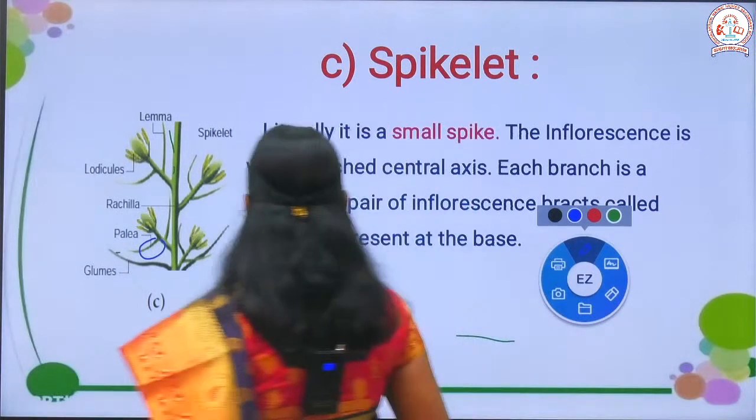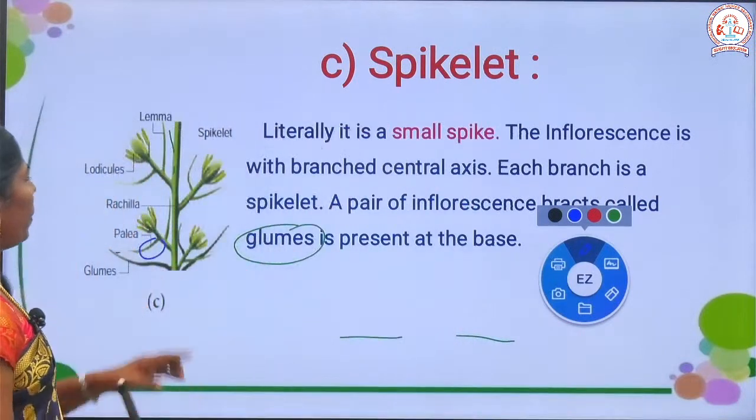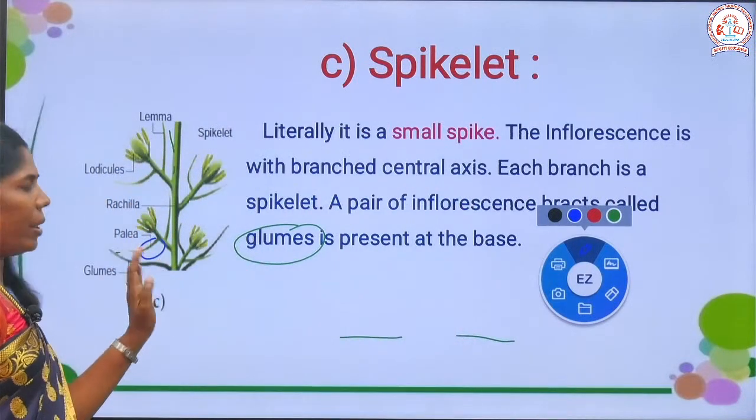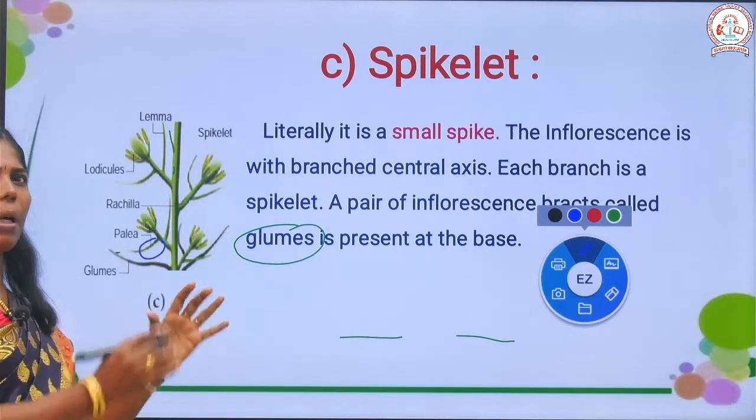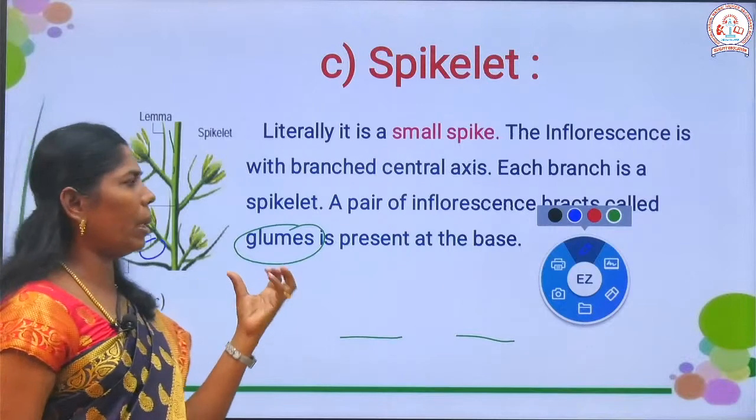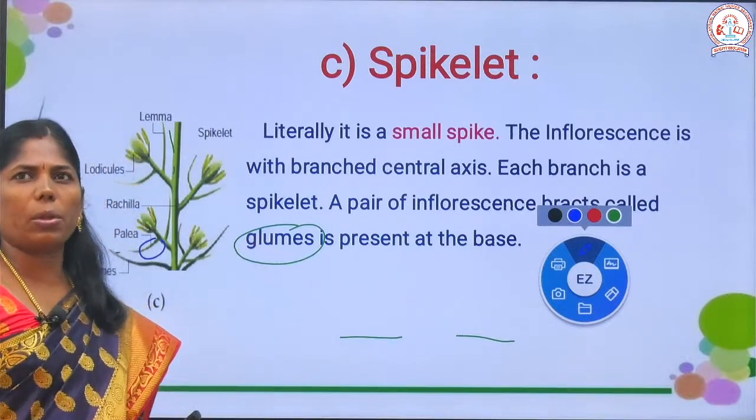Okay, next one. We will see the compound spikelet. This is only one spikelet. If it has so many branches like that on the main axis, if there are four like this, then what do we call it? We call it a compound spikelet. Okay?